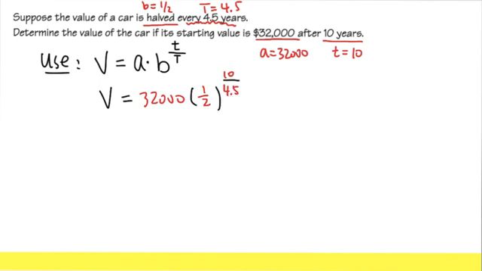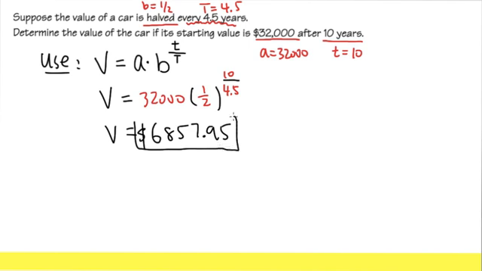And now just use the calculator. You will see the value is equal to 6,857.95. And let me put on the dollar sign right here, like this. And with that, we are done.